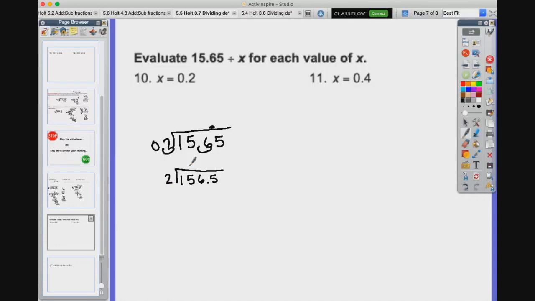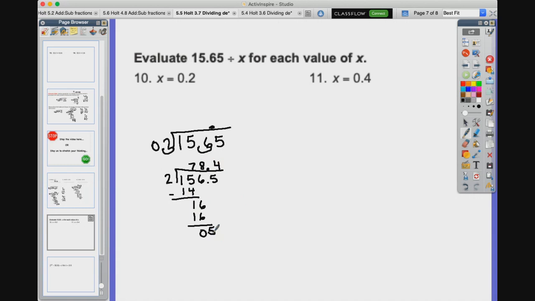2 goes into 15 7 times. 7 times 2 is 14. Subtract it and bring down 1. 2 goes into 16 8 times. 8 times 2, 16. And bring down the 5. My decimal point goes straight up. 2 goes into 5 4 times.